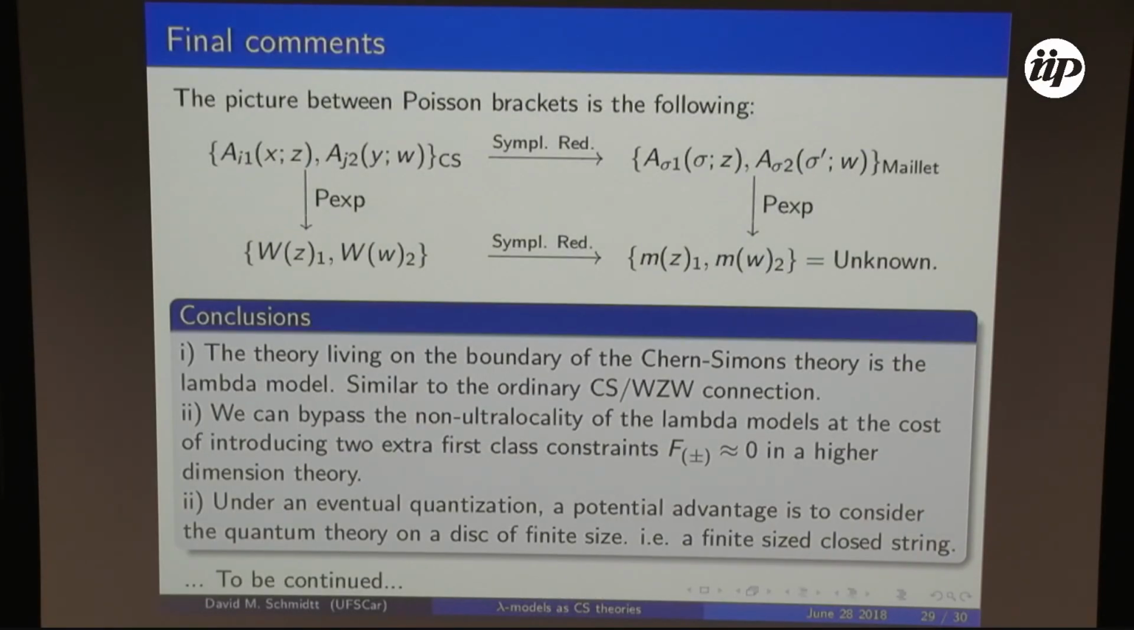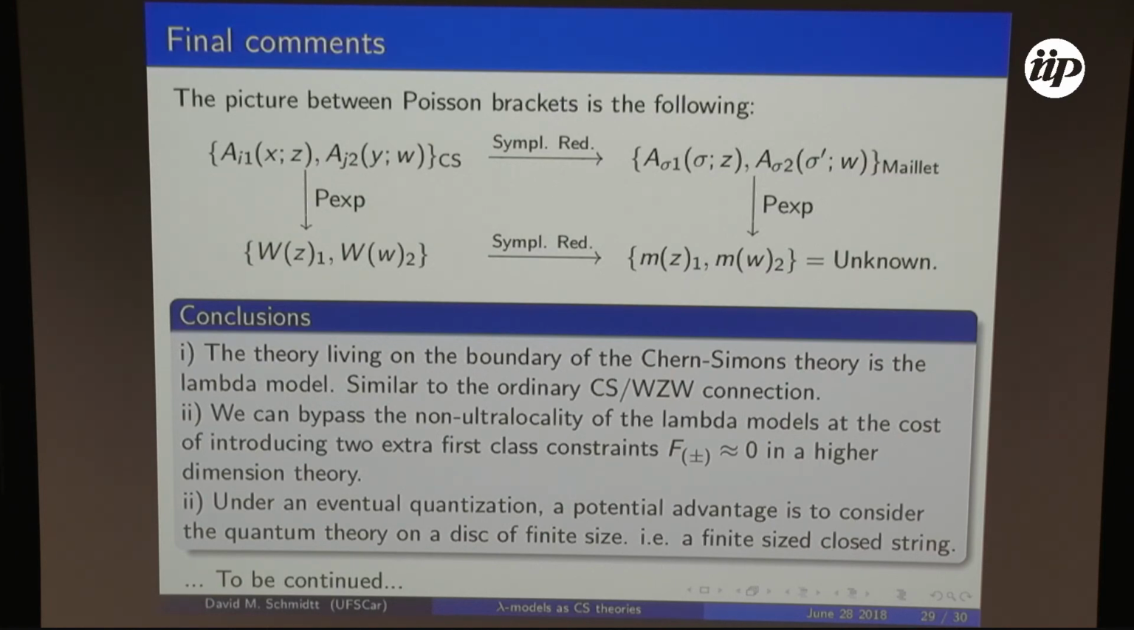So the picture is more or less this one. You have a spectral parameter dependent bracket on the Chern-Simons theory, which under simplicity reduction becomes the Maillet bracket, which is the problematic one because of the non-ultralocality. That path-ordered exponential is the well-known problem, which means that the Poisson bracket of the monodromy matrix is unknown. But on the other side, we can work in this way and construct a local bracket for these W's.